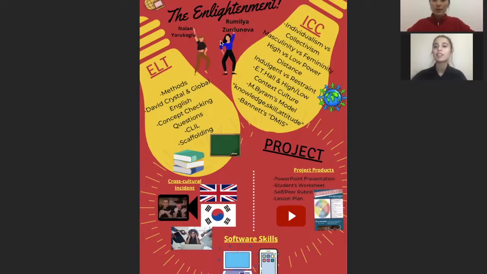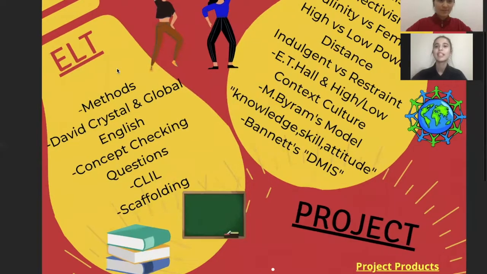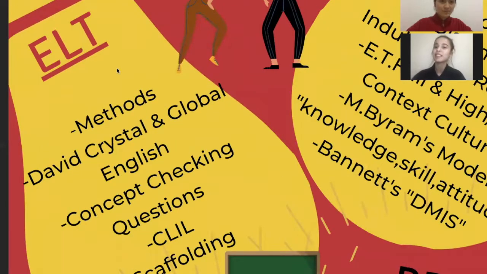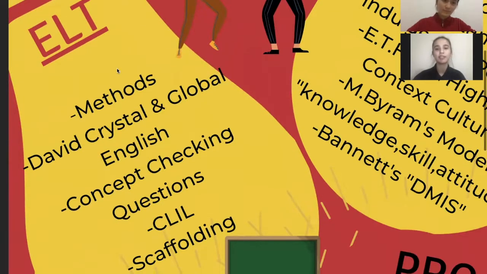So in our poster, we have ELT, ICC, and their project. ELT and ICC are symbolized like a lamp, which produces a light, which is called project. Let's stop on each of them individually. Okay, so ELT. ELT is English language teaching.